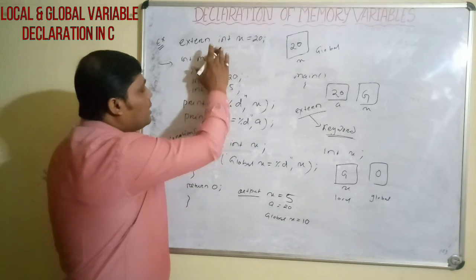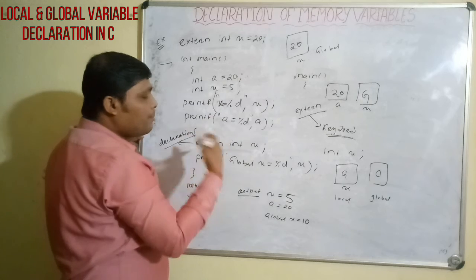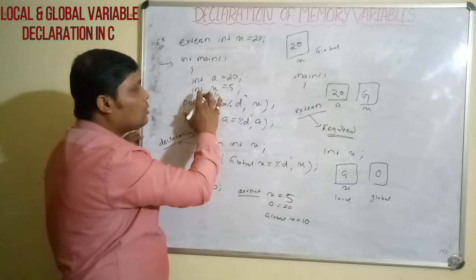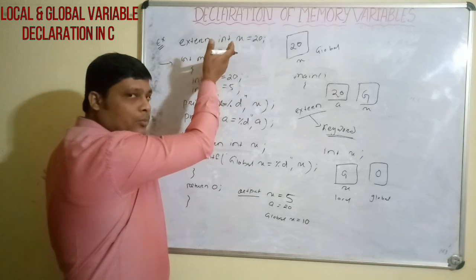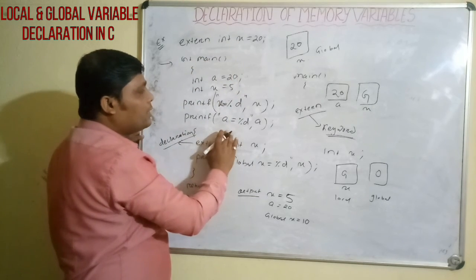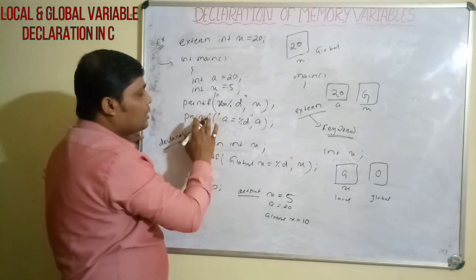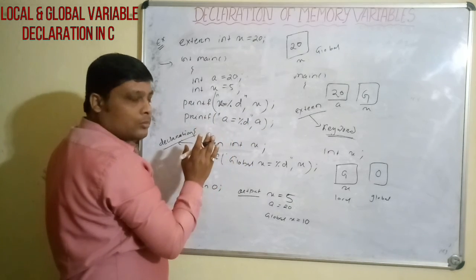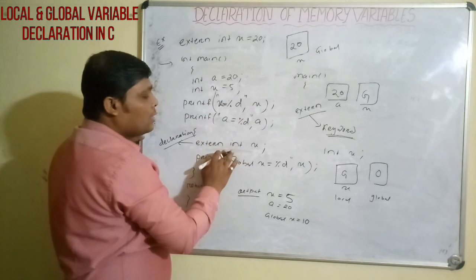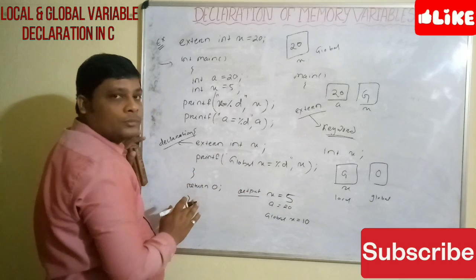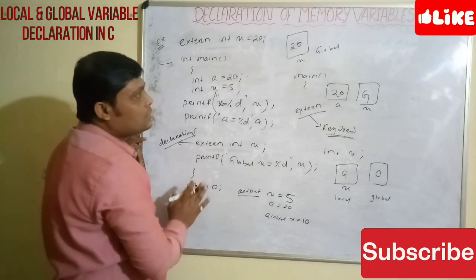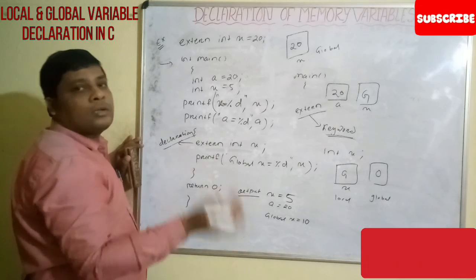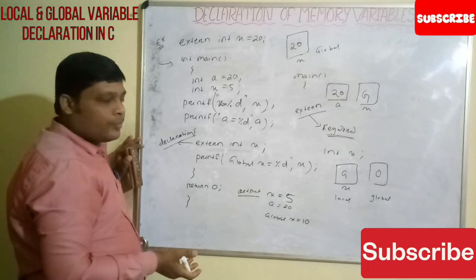Clear? If the local variable and global variable name is the same, then how can I access the global variable? Local variable has more priority than the global variable. So if its name is the same and I print the variable value, it will print the local variable value. Then using the extern keyword, I can access the global variable value. Clear? This is about the declaration of variables, that is local variable declaration and global variable declaration. Clear?